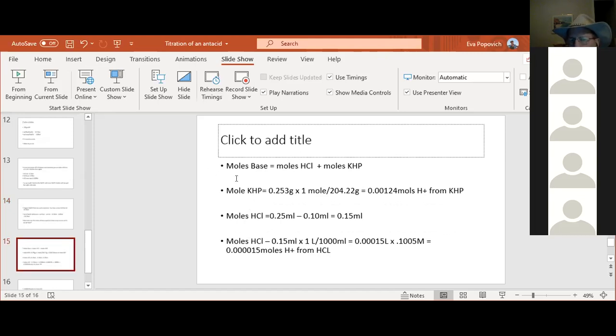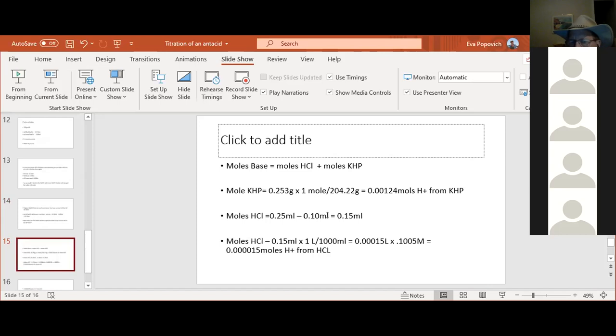So my moles of base are going to equal my moles of HCl plus my moles of KHP. Okay, my moles of KHP are equal to 0.253 times 1 divided by my molecular weight of KHP. That gives me 0.00124 moles of H plus from KHP.